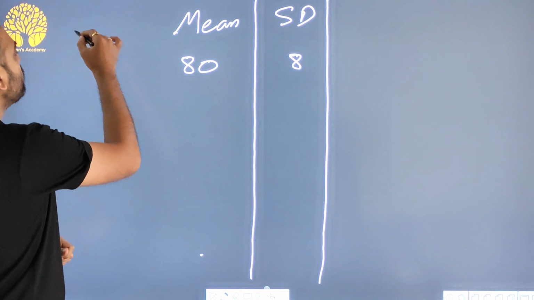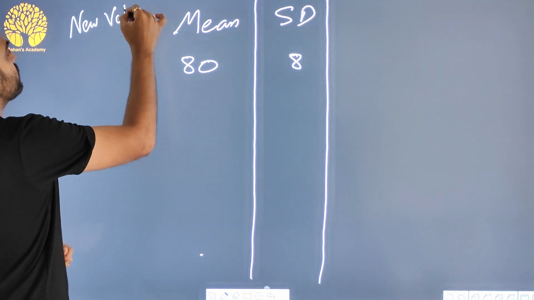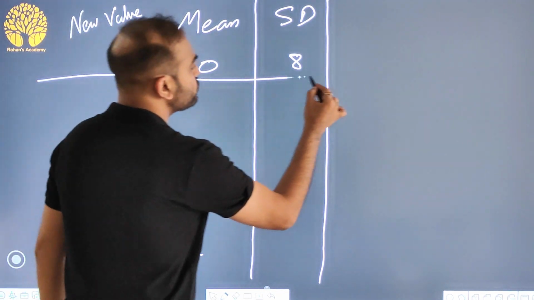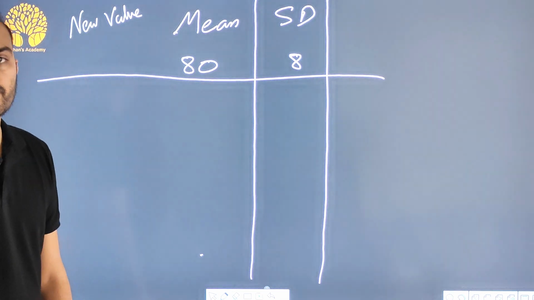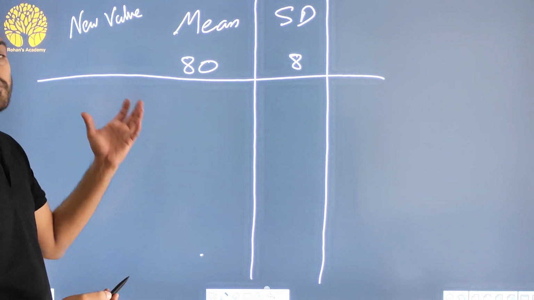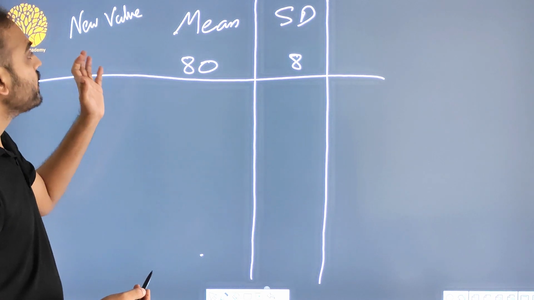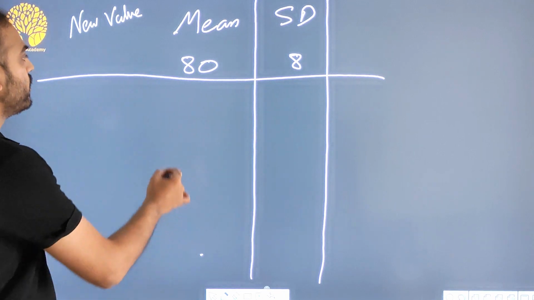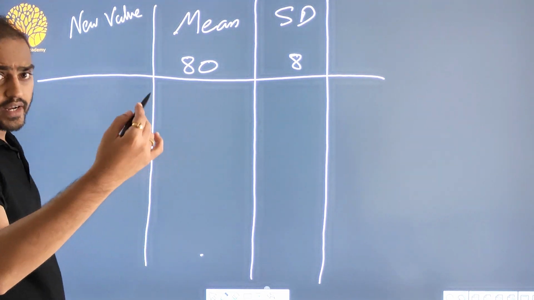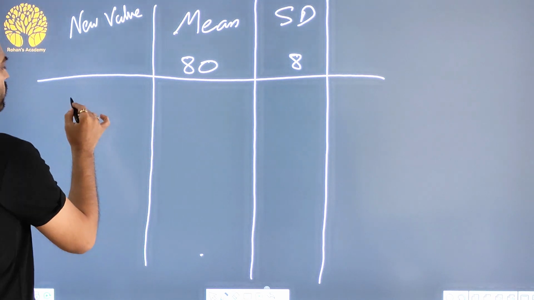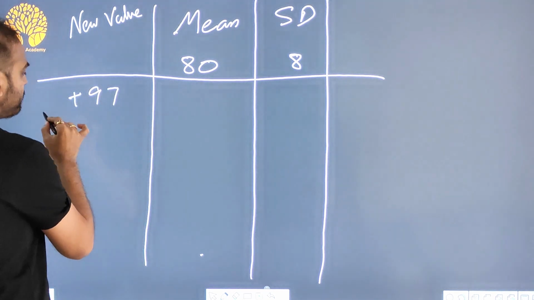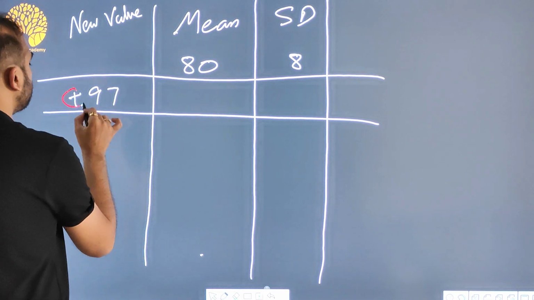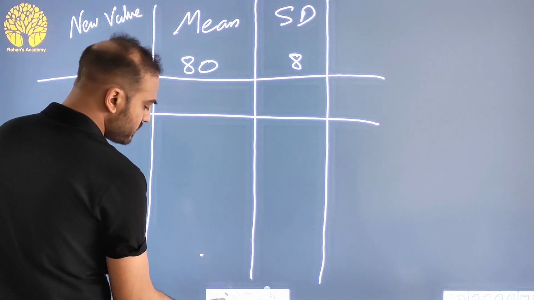All right, now the student is going to take a new test, and we need to figure out what the corresponding changes will be to my mean and standard deviation because of this new value. Say the student takes the next test and scores really well, say 97.